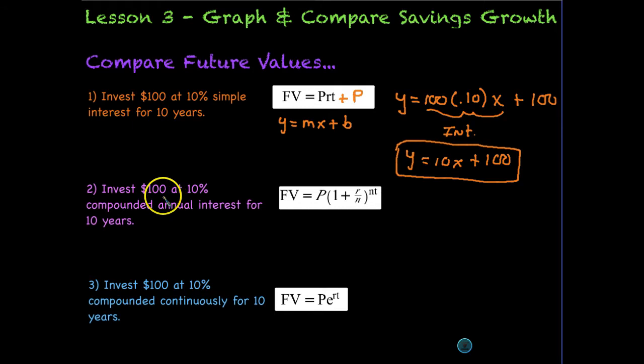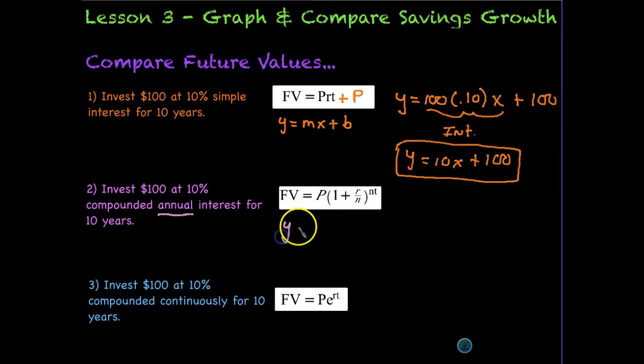In this one, we invest $100 at 10%, compounded annual interest for 10 years. I use the annual interest just because it's a little bit simpler, with n as 1 here. But we could definitely put in monthly and make this be 12 and this be 12 as well. Okay, so we are really trying to mirror this equation.